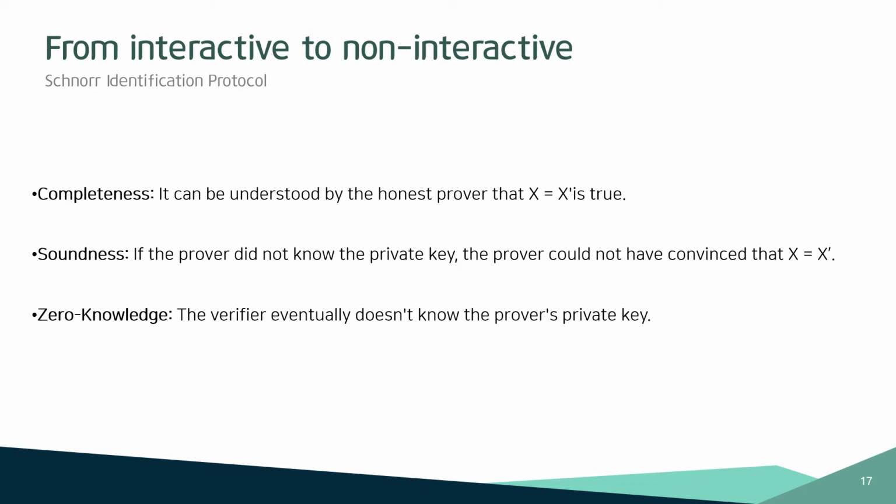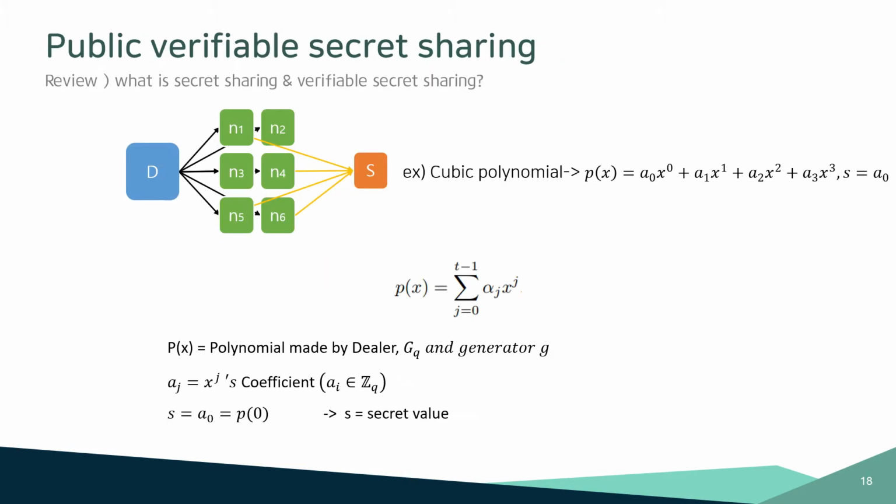Also, if the prover does not know the private key, under bounded computational resource conditions, it is impossible to produce a value that satisfies x equals x prime. Also, the verifier can't get any information other than the proof itself.